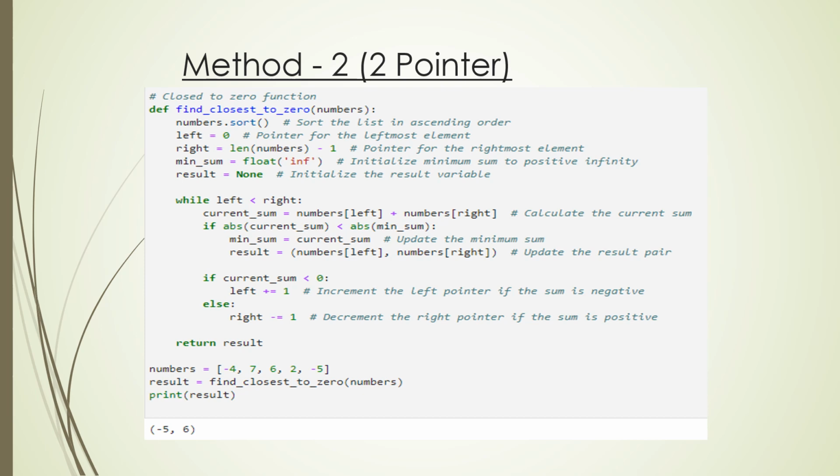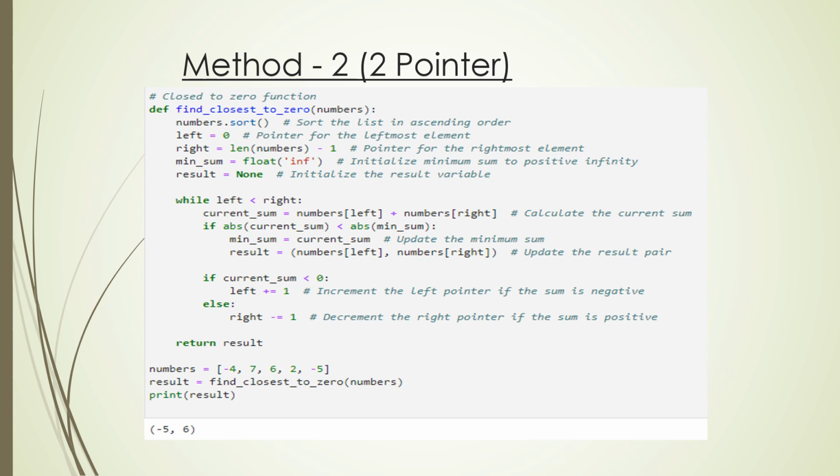Implementation of the two-pointer method in Python. First, we store the input list in the numbers variable. Then this numbers variable is passed to the function find closest to 0. Then we do the sorting of the list in ascending order.